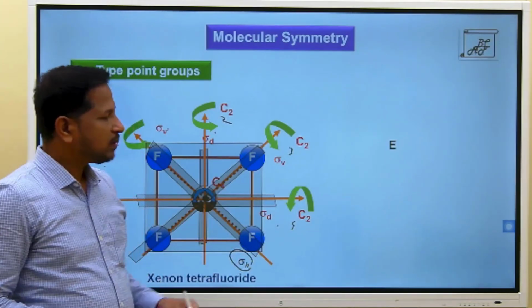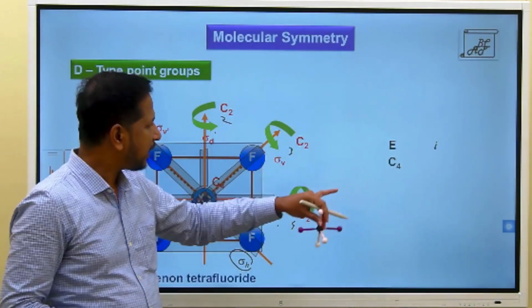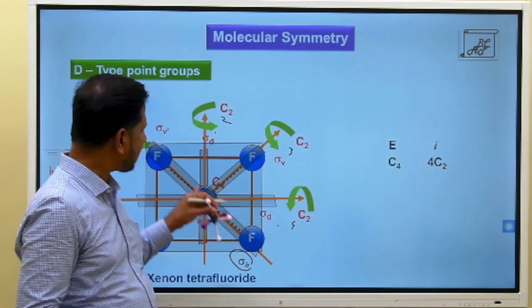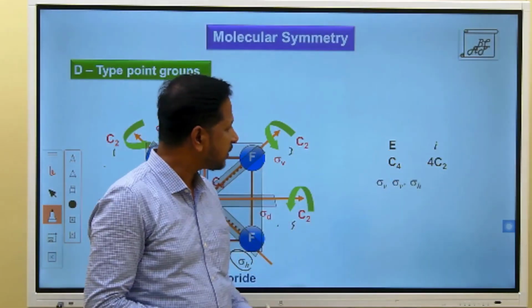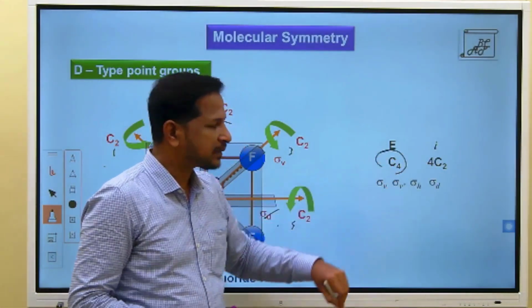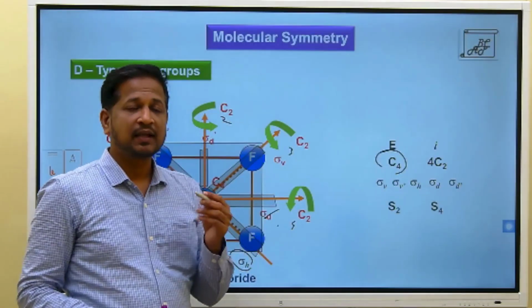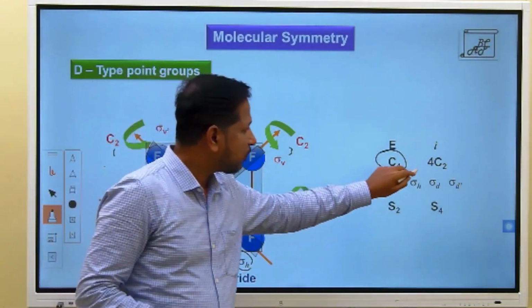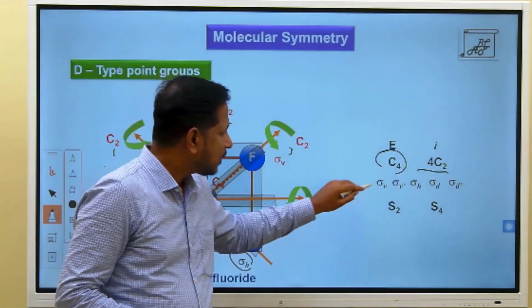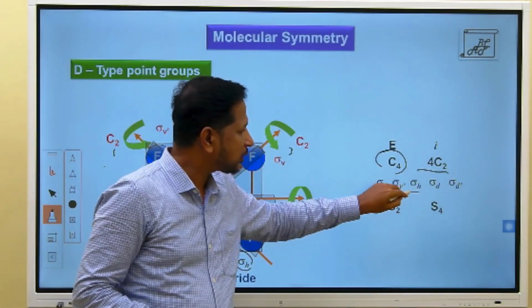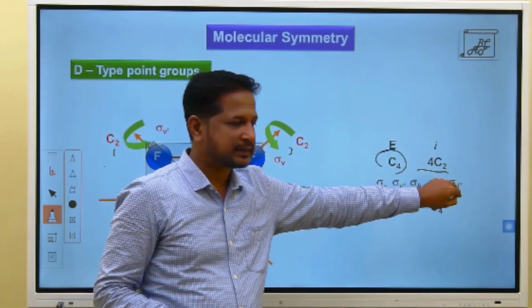To summarize, we have the identity element and inversion center. As there are atoms on the opposite side at equal distance, there is an inversion center. Then this is the C4 rotational axis which we have considered as the principal rotational axis. There are 4 C2 axes which are perpendicular to the C4 axis, 2 vertical planes, a horizontal plane and 2 dihedral planes.